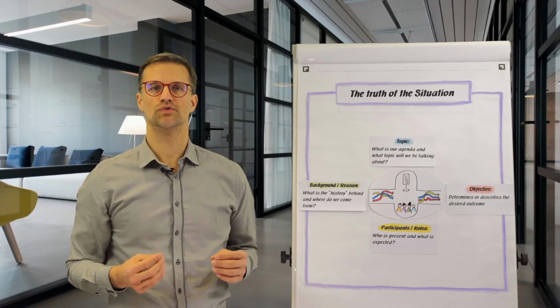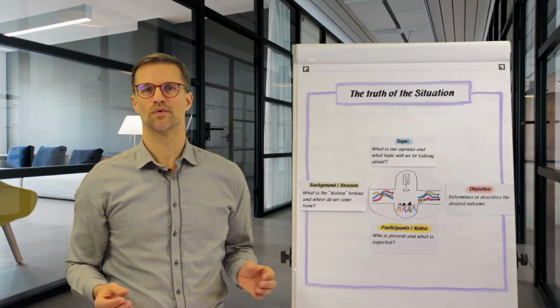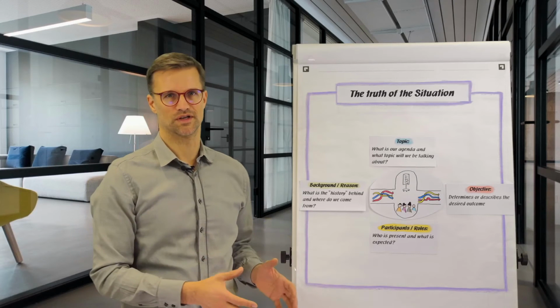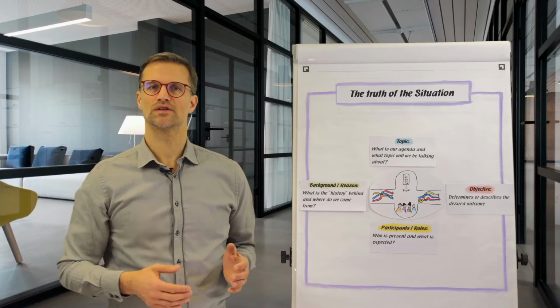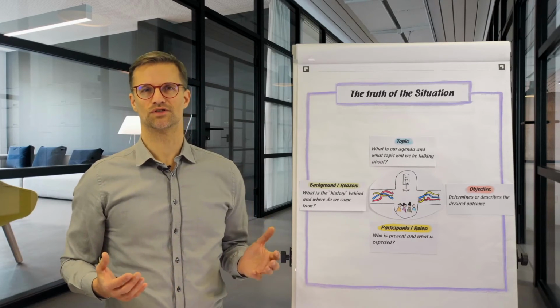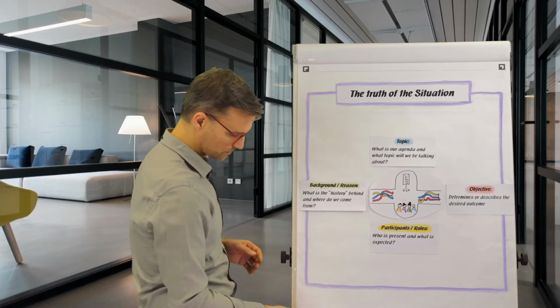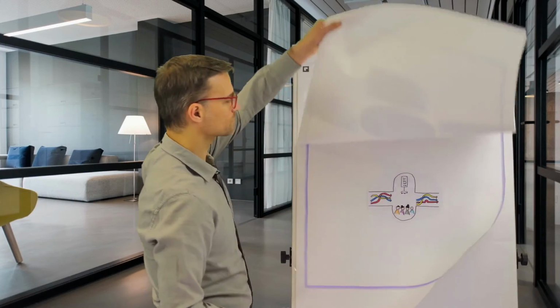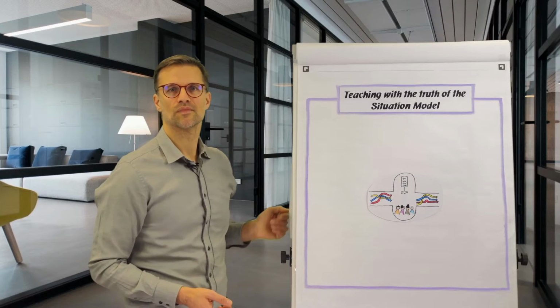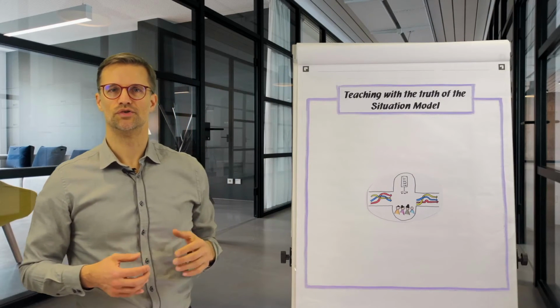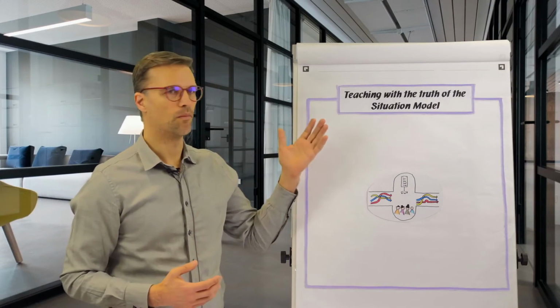Now that we have looked at the 4 parts of the model, let's take a look at how we can use it in a teaching context. For example, at the beginning of a seminar. Let's look at what this means in a teaching context. We will now look at teaching using the truth of the situation model.